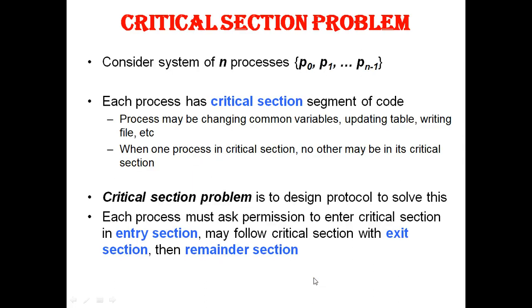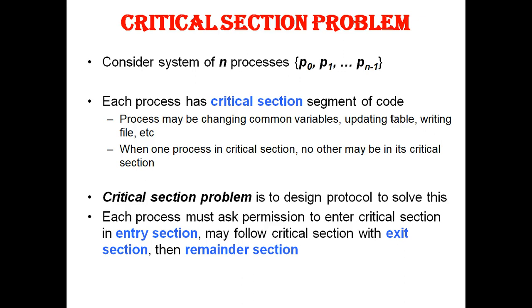Next we shall see what the critical section problem is. In the critical section problem, first consider a system of n processes, that is, P0, P1, P2 up to Pn minus 1. Each process has a critical section segment of code. What is this critical section of code?